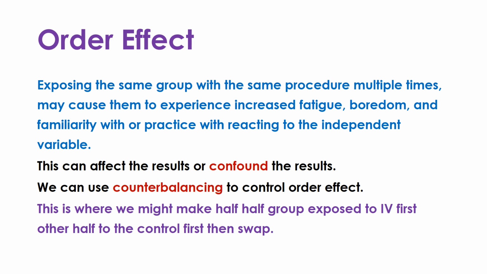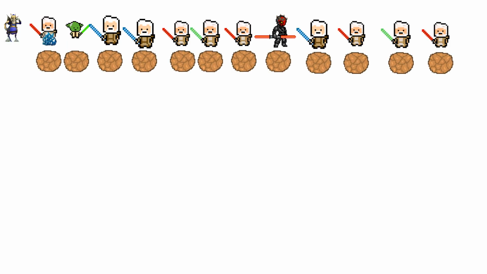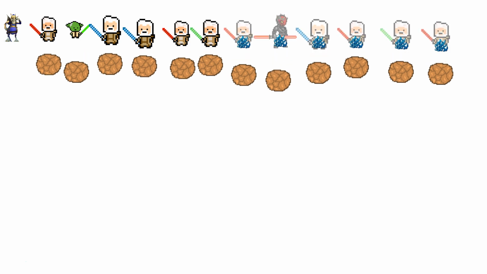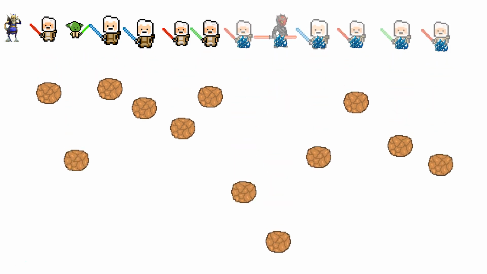Now, the thing we can use to stop this, or at least control and mitigate this, is called counterbalancing. That's where you get half of the group to be exposed to the IV first, and the other half second, and then swap it up. So if we have a look at this in terms of the process, if we give the second half the force aumenta and the first half don't, then this could potentially happen.